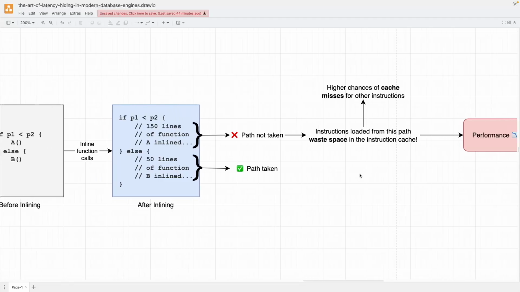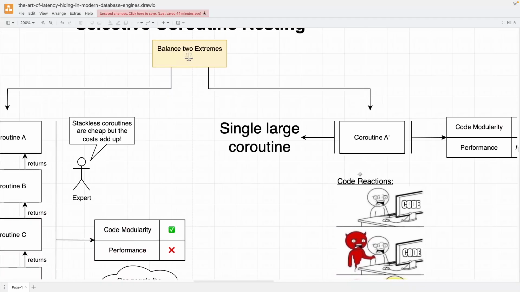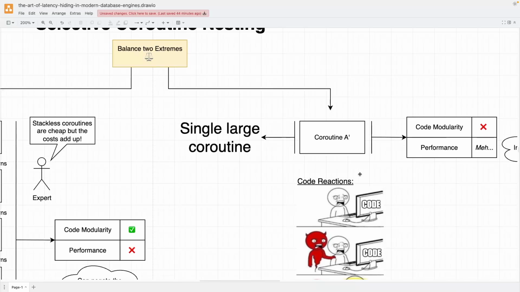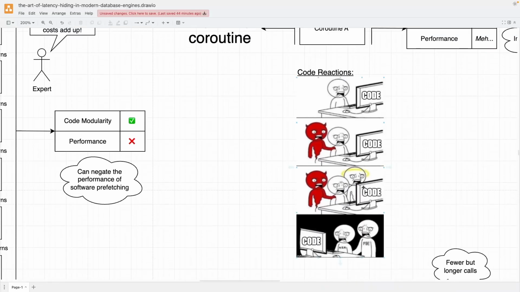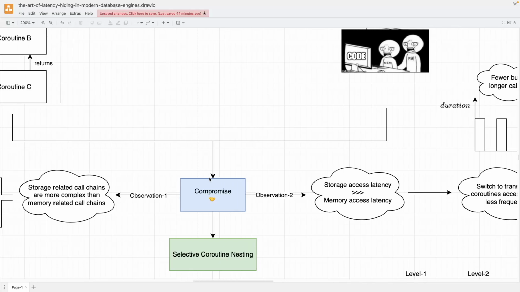So that's why both these extremes are not good for us. We don't want to have modularity and nice to read code because that looks good on a code editor, but performance is another story. We don't want to have a single large coroutine because it's not fun to work with, not for anyone. But at the same time, performance is not that great, right? The cache utilization is very low. So we need to come up with a compromise.